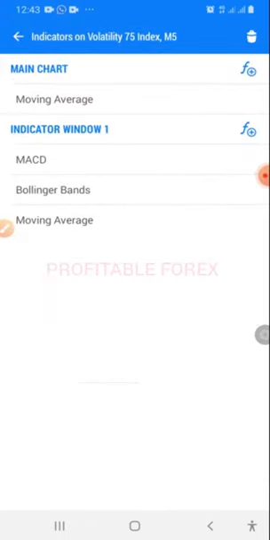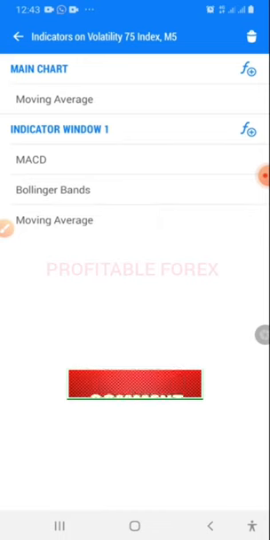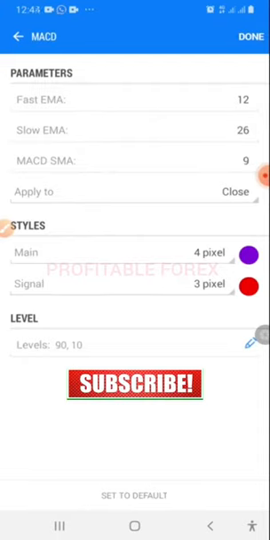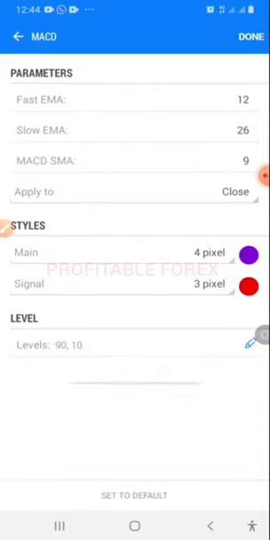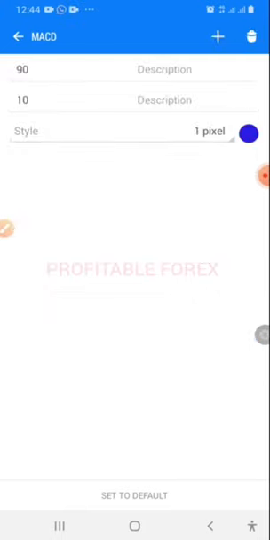Now on the indicator window, we have the first indicator, the MACD. Here's the setup. For the MACD, we have the fast EMA 12, the slow EMA 26, the MACD SMA 9, apply to close. For the style, the main is 4 pixel purple, the signal is 3 pixel red. And we have the levels: level 90 and level 10, 1 pixel, and the color is blue.